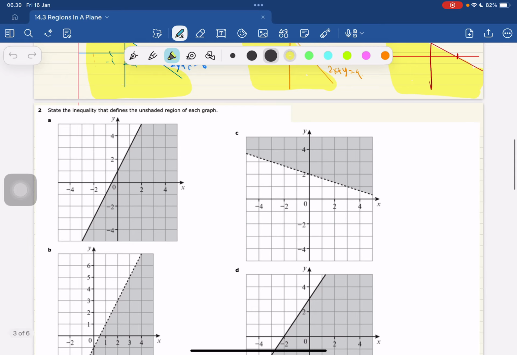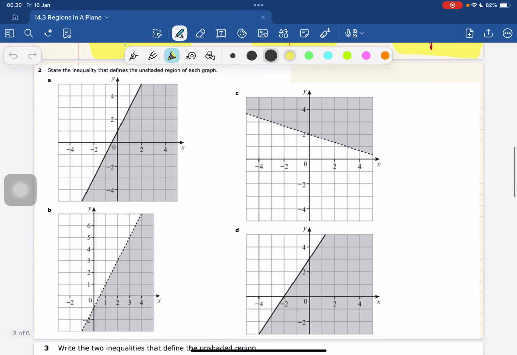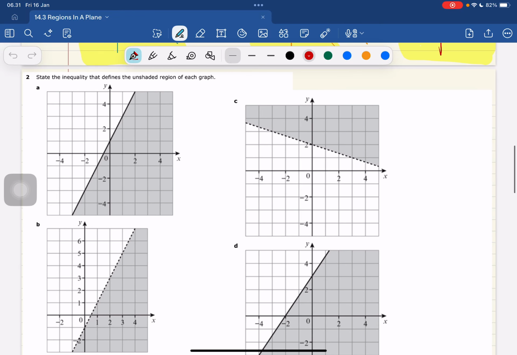Hi, in this video, I'm going to continue solving practice questions for region in a plane. Let us take a look at number 2: state the inequalities that define the unshaded region of each graph.